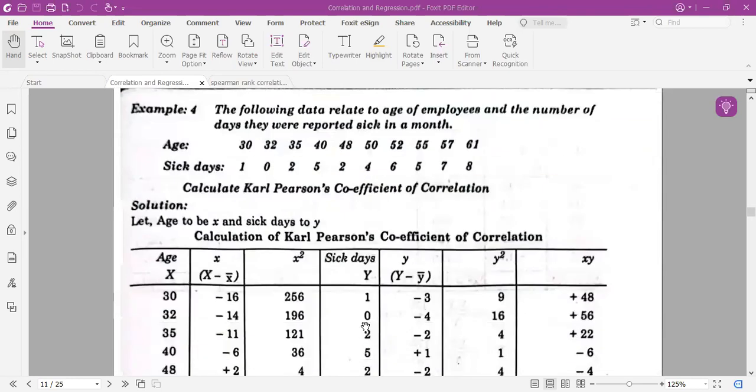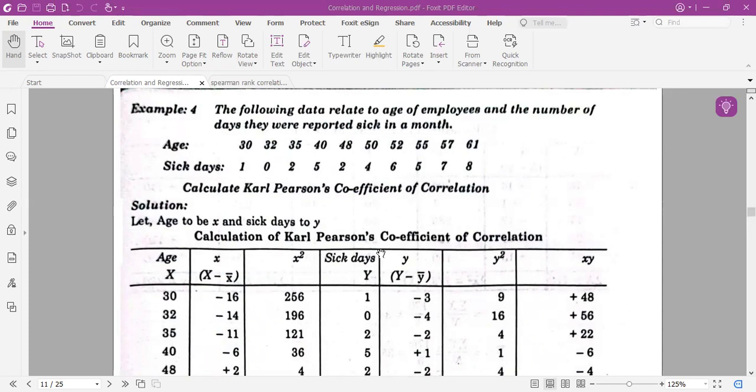Okay, let us go to the main problem of correlation. Example number 4: the following data relate to the age of employees and the number of days they have reported sick in a month. So you have age as well as the sick days. Age is taken as X, the sick days is taken as Y. These values are given here. Based upon that, you have to calculate the Karl Pearson coefficient of correlation, that is, r.